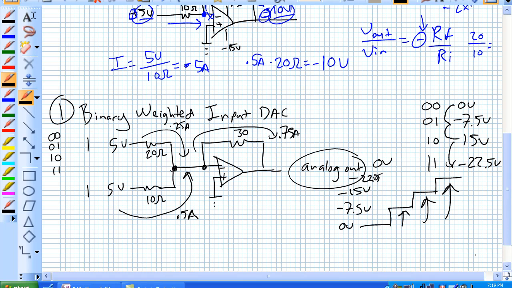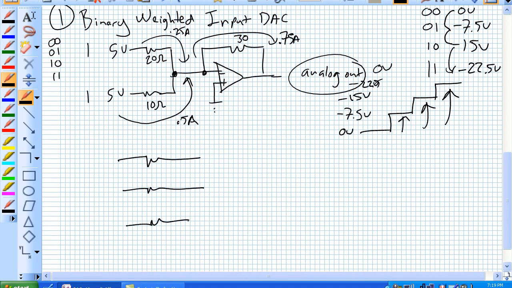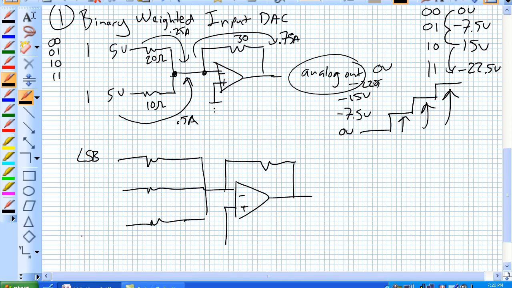Okay, so let's try that. So let's do a 3-bit binary weighted input digital to analog converter. Okay, so we want to do 3 bits, LSB to MSB. Let's call that Q0, Q1, Q2.